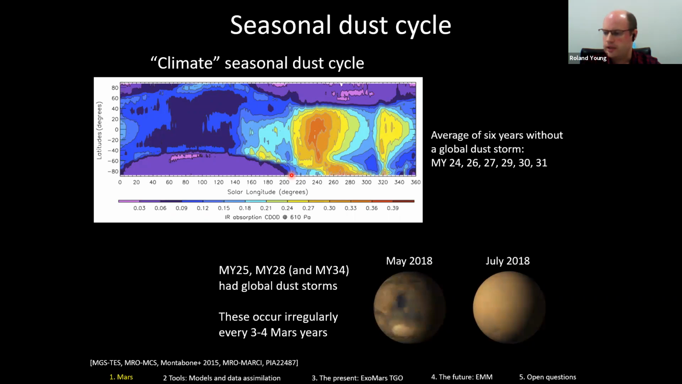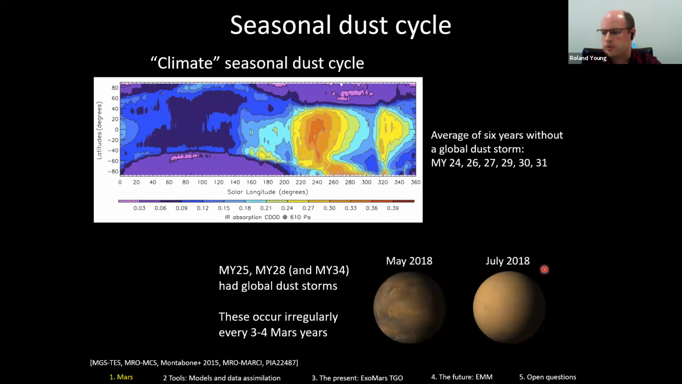This shows an animation created, I forget which spacecraft this is. This is from the Mars Reconnaissance Orbiter, and this shows two animations, one taken in May 2018 and the other taken in July 2018. And you can see there's a very clear difference between the two. In May 2018, we can see the surface, but by July 2018, the surface is almost completely obscured by dust.